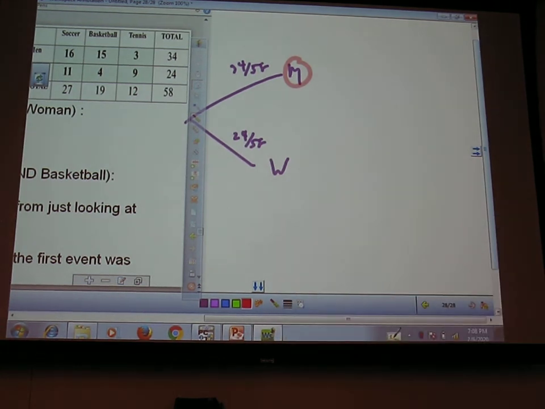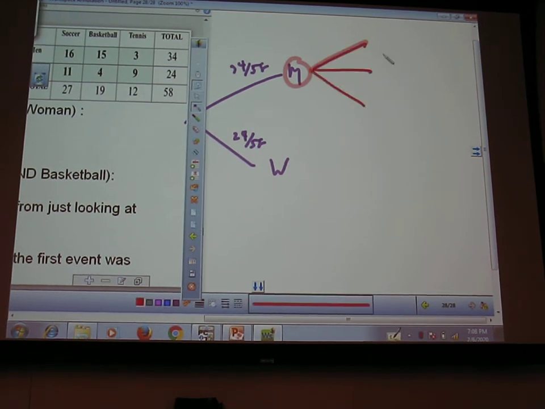So then you have your sport: soccer, basketball, tennis. And out of these 34 men, how many went to soccer? 16 out of 34. Make sense? Because you know that they're just these 34 men. 16 out of 34. Basketball, 15 out of 34. Tennis, 3 out of 34.